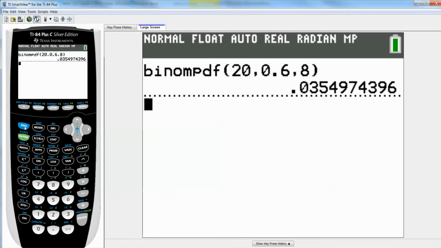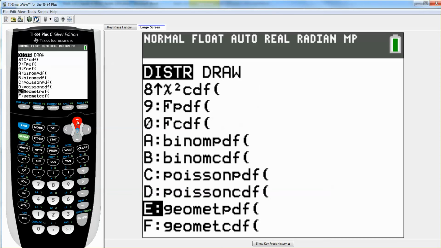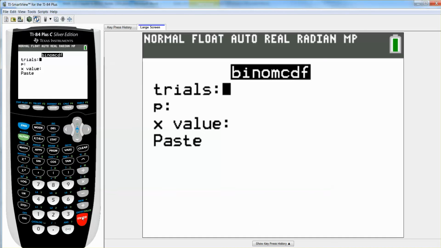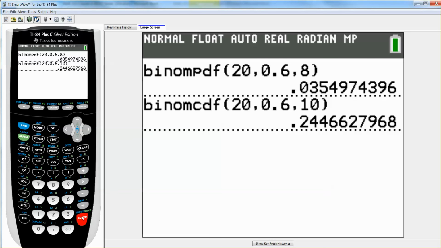So I'm going to grab the calculator. I'm going to go to distribution. And I want letter B, if you'll recall. It's close to the bottom right there. Letter B, Binom CDF. My trials is 20 still. My probability is 0.6. And I want it to stop at my x value of 10. So I'm going to tell it 10 and paste. Enter. And there I have it. It's 0.2447.